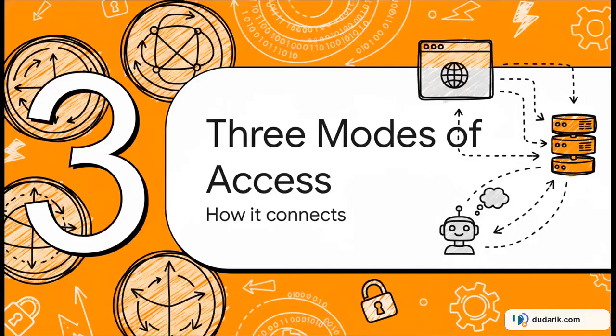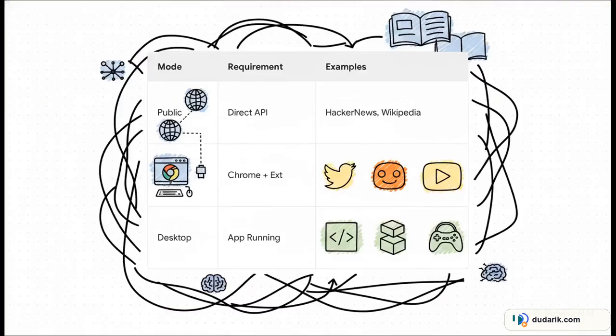Moving on to part 3, the 3 modes of access. The tool categorizes access into 3 distinct modes. Public mode requires nothing at all. It's just making direct API calls to open sites like Hacker News or Wikipedia. Browser mode needs Chrome to be open with a one-time extension installed, and that tunnels you straight into Twitter, Reddit, or YouTube. And then there's desktop mode. This actually allows autocli to query local apps running right on your machine, like Cursor, Notion, or Discord.